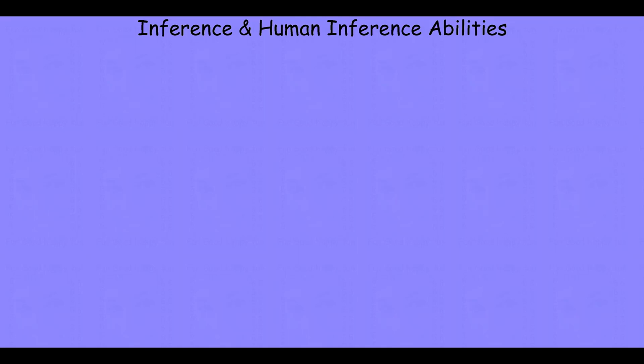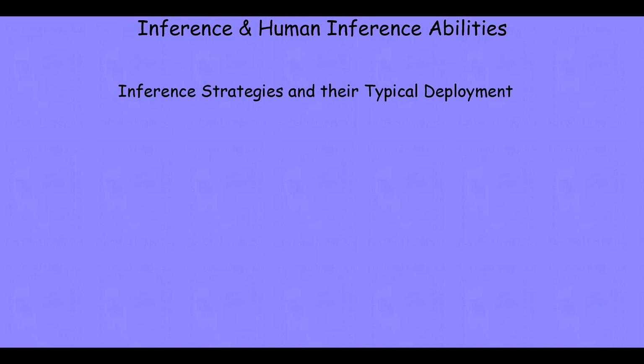This playlist will collect together and organize the component modules of a second lecture on inferences and human inference abilities, covering material from chapter 5 of our text. In this lecture, we'll start by looking at different kinds of strategies that cognitive scientists have identified as strategies that drive a lot of human inference and decision-making abilities.